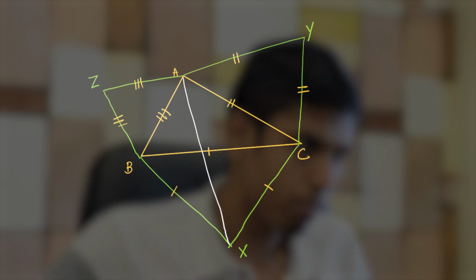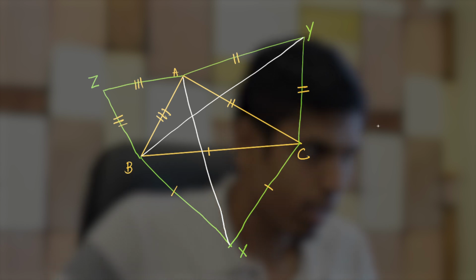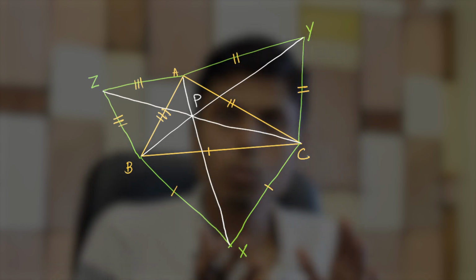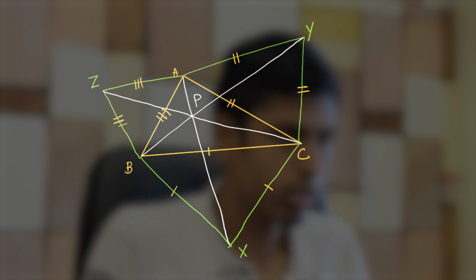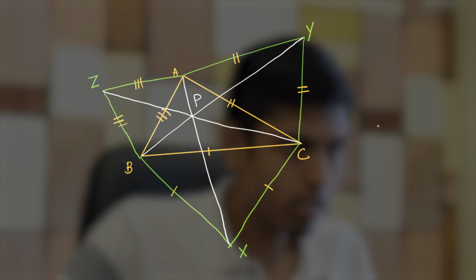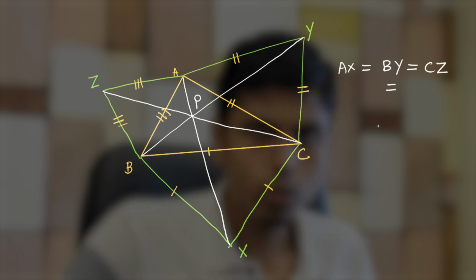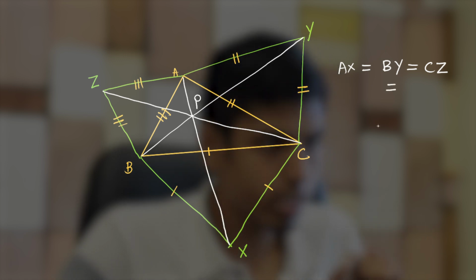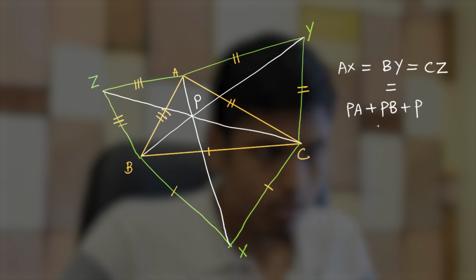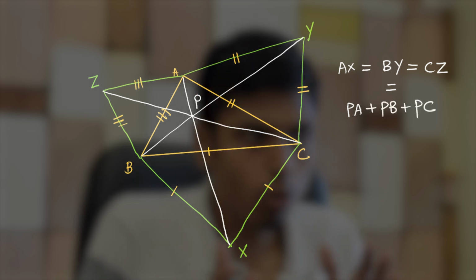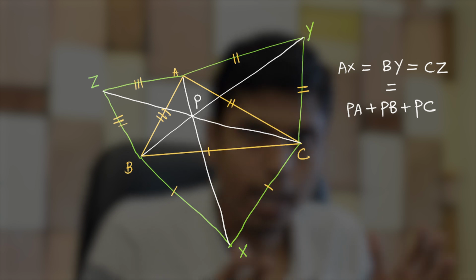AX, BY and CZ should all pass through a point P, and this was the special point that I was talking about. And it turns out that the length of AX equals BY equals CZ, which equals the sum of distances of P from the three vertices of the triangle. So I will give you more insights about this point and its name at the end of the video.